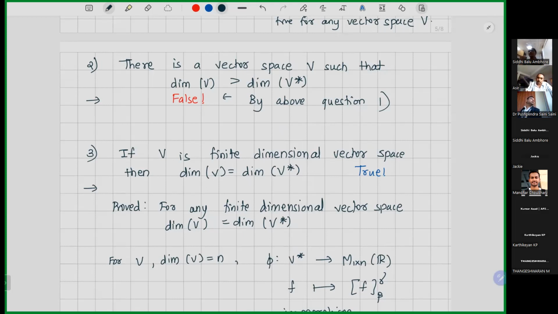We can't say, if and only if, for the infinite dimensional case that it will always be strictly less than the dimension of V star, because there could be cases where they are equal. I do not have examples for those two at this moment. But at this moment we can't conclude about the dimensions in the case of infinite dimensional spaces.